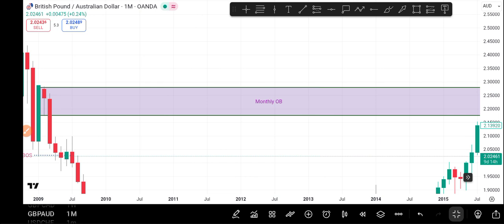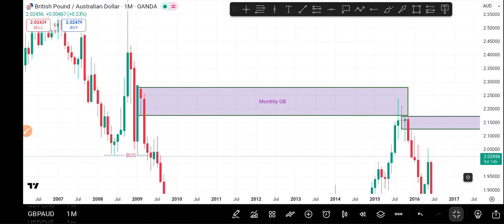Look at this. The market, there's a valid order block point.